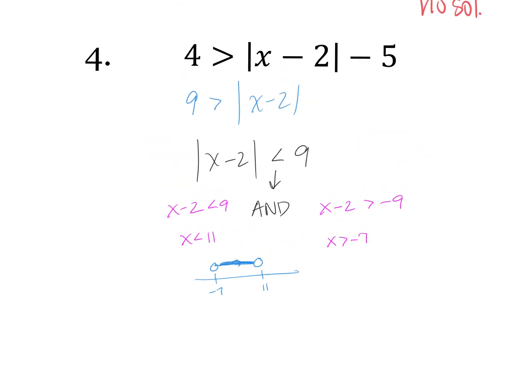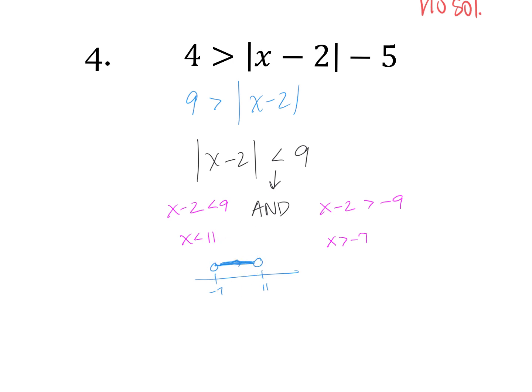Give me a number that meets that requirement. What's the number that's less than 11 and greater than negative 7? 4. Ready? What's 4 minus 2? 2. What's the absolute value? 2. 2 minus 5? Negative 3. Is negative 3 less than 4? Yeah. So you guys, that works.